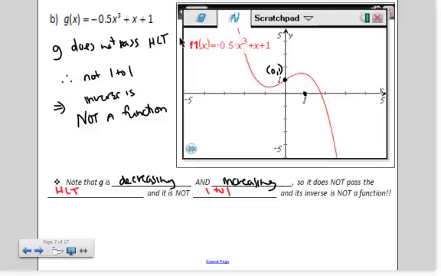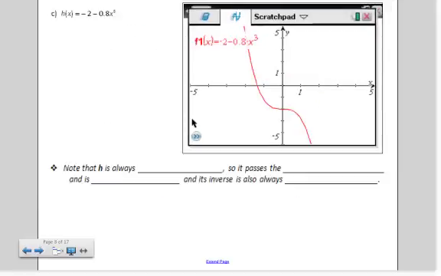All right. So here's the next one. h of x equals -2 minus 0.8 x cubed. Okay. So as you can see, h passes the horizontal line test. There we go. Therefore, it's 1 to 1, and its inverse is also a function.